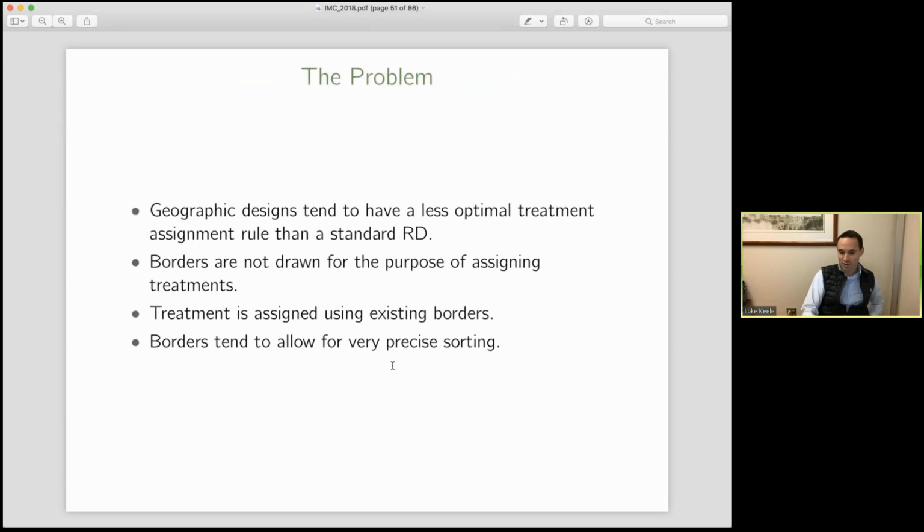That's quite different than your classic RD, where the assignment rule is set, and then you need to enforce the assignment rule. Here, something similar would be if you went out and just drew a random circle in geography. That would probably be a much better geographic RD, in that it would be more likely to split people as if randomly with respect to geography. The problem is it's pretty rare for that to happen in most social science settings.